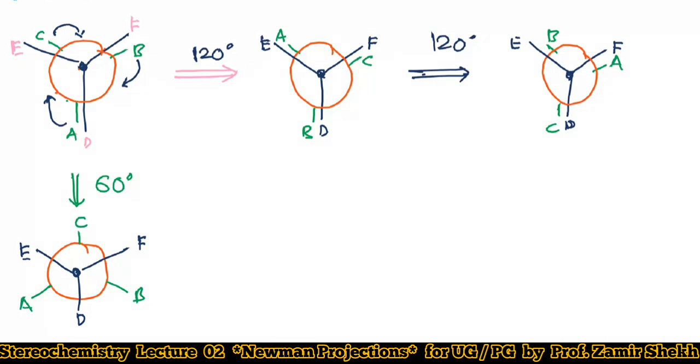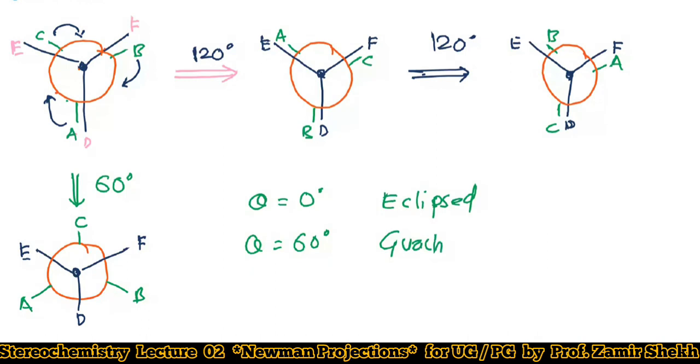Now remember the relationship between any two substituents, front and back. The relationship between the front carbon substituent and back carbon substituents: if theta is equal to 0 degrees, then such a conformation is called eclipsed. Eclipsed means just one behind the other. If theta is equal to 60 degrees, then it is called gauche. And if theta is equal to 180 degrees, then it is called staggered. So these are the three relationships between the substituents, front and back.